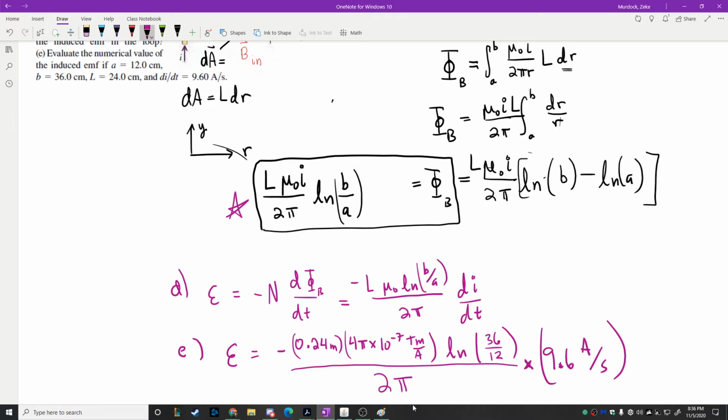And if we multiply all those out, did I miss anything? I probably did. Let me know if you see anything missing.